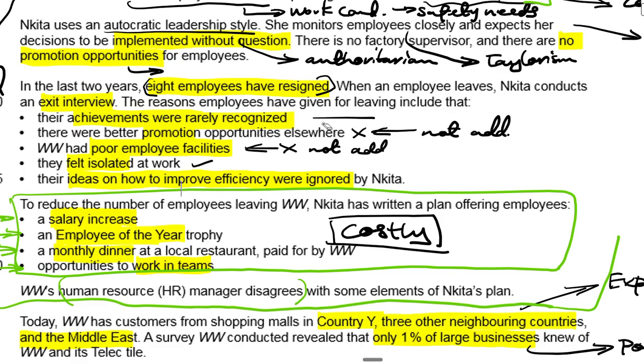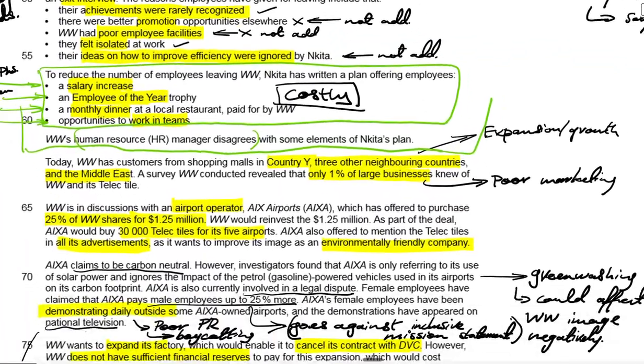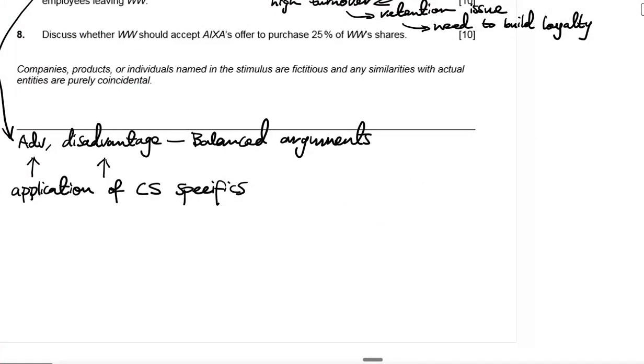Felt isolated at work. We're addressing that, right? So we're addressing these two with working teams monthly dinner. And their ideas on how to improve efficiency were ignored. That is again not addressed. She still has an autocratic style. And so those are the key things we want to be looking at when writing this.